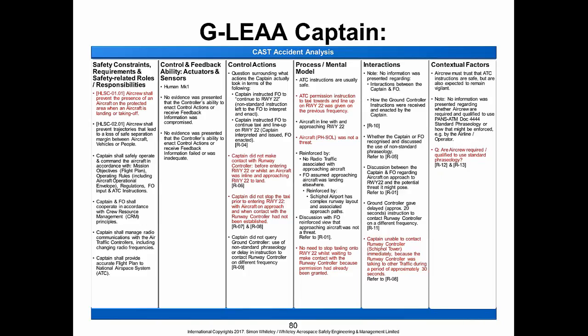So the unsafe control actions in this instance: the captain did not make contact with the runway controller before entering runway 22 or whilst an aircraft was in line and approaching runway 22 to land. So one of the recommendations there is, why did they make that decision? Why did they not make contact? We know that there was some delay, the runway controller was talking to other aircraft, and that was part of it. But what other decision making was going on there?